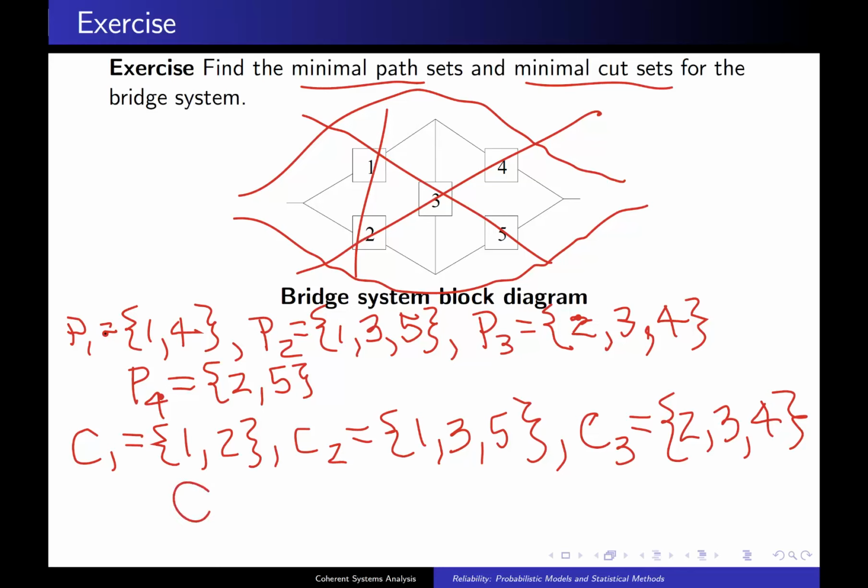And there is one last cut set in here, C4. And if you look at these components, you can see if 4 and 5 are out, it doesn't matter what components 1, 2, and 3 are doing. That's definitely a situation in which the system is down. So there are the S equals 4 minimal path sets and the K equals 4 minimal cut sets for the bridge system.